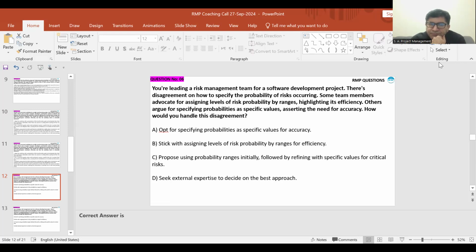Option A, opt for specifying probabilities as specific values for accuracy. B, stick with assigning levels of risk probability by range for efficiency. C, propose using probability ranges initially, followed by refining with specific values for critical risks. D, seek external expertise to decide on the best approach. Okay. You are leading a risk management team.